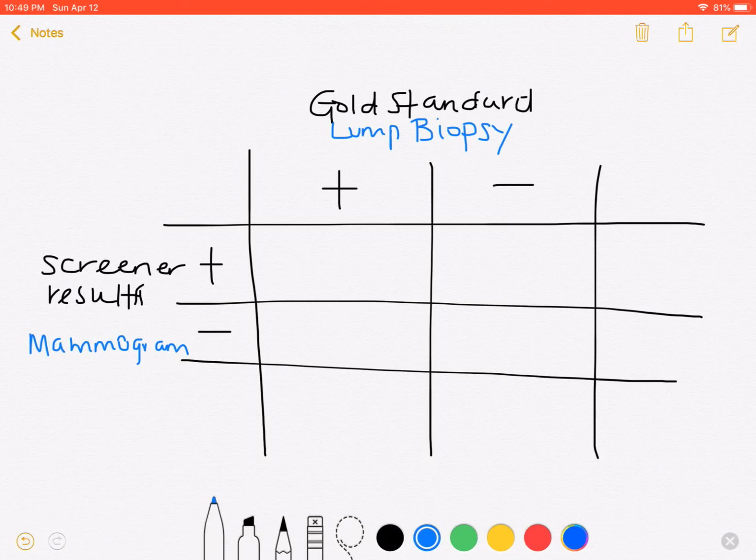So our mammogram is the screener. Our lump biopsy is the gold standard test for whether or not you actually have breast cancer or you just have a benign tumor in your breast, right? So if we do this, the way that this table works out and how you should read it is that everyone in this box here has breast cancer. They are positive for breast cancer according to our gold standard, which means they have breast cancer.